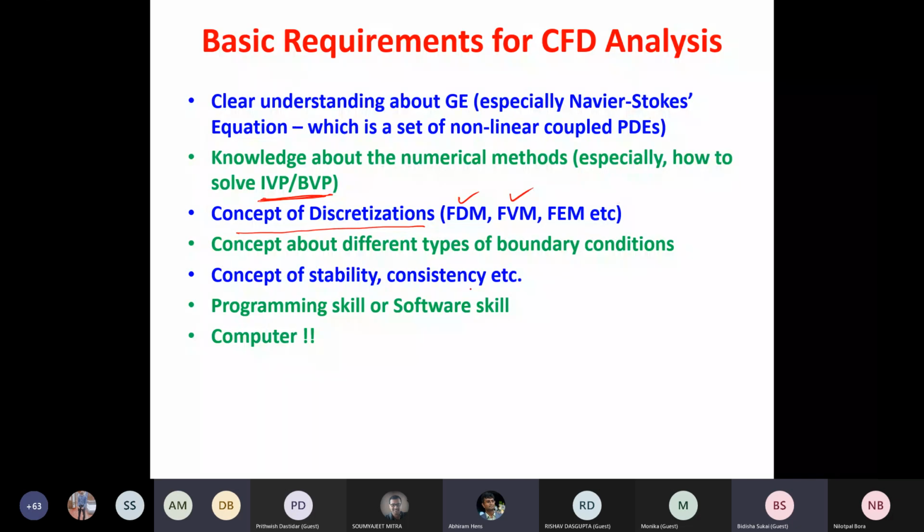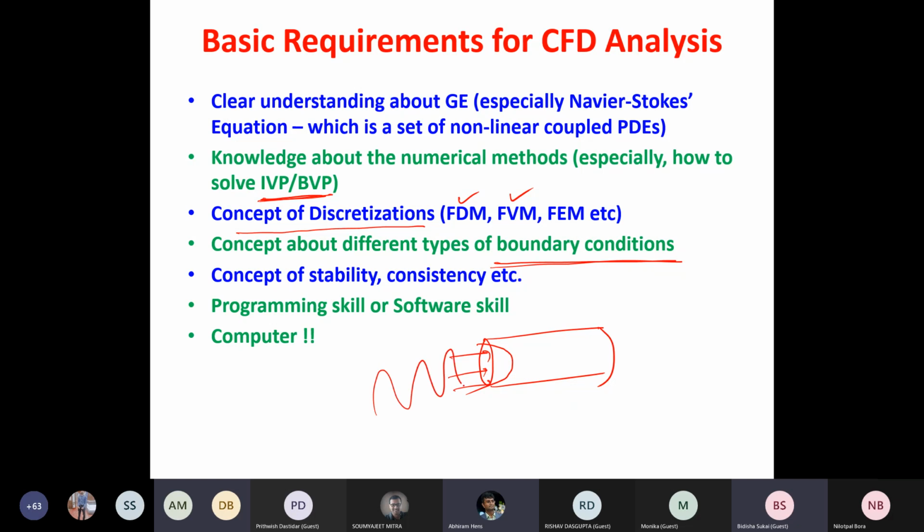Then the concept of different types of boundary conditions, because boundary conditions are very important. These are mostly boundary value problems, either initial value problem or boundary value problem. So what kind of boundary condition you should give, you should know. For example, for a fluid flow in a pipe, you can give a uniform inlet boundary condition, you can give a parabolic inlet boundary condition, or you can give a boundary condition which is fluctuating in nature. So everything is possible. You need to know what the exact boundary condition is in a particular system.